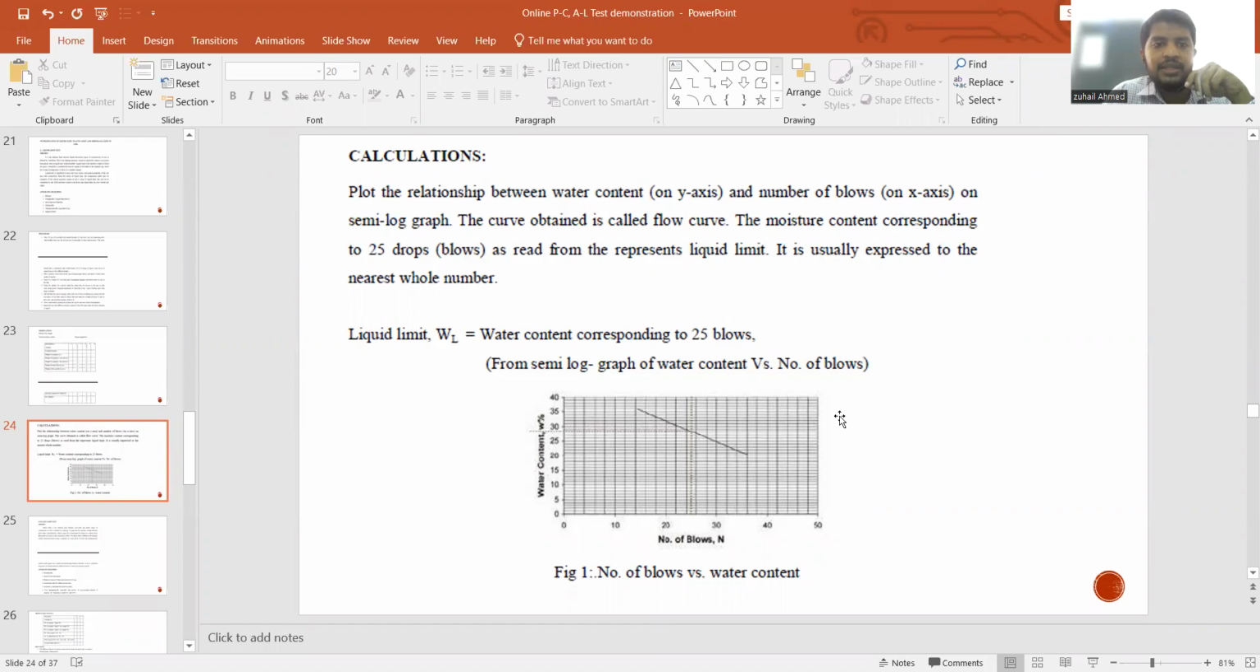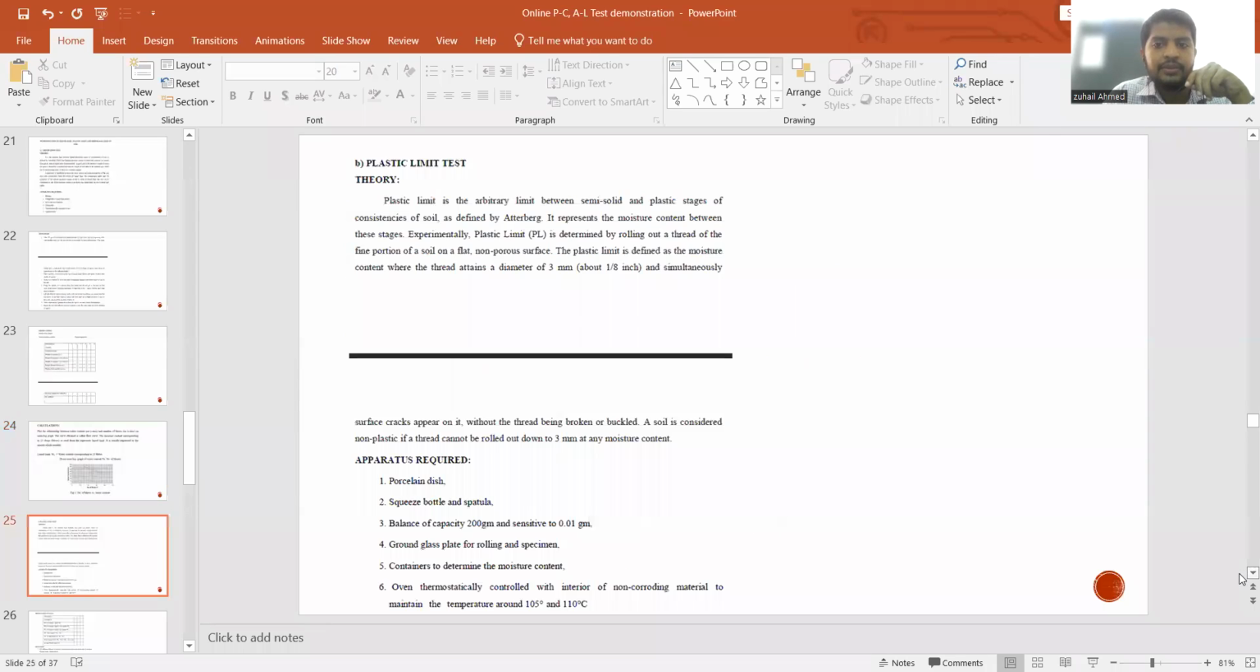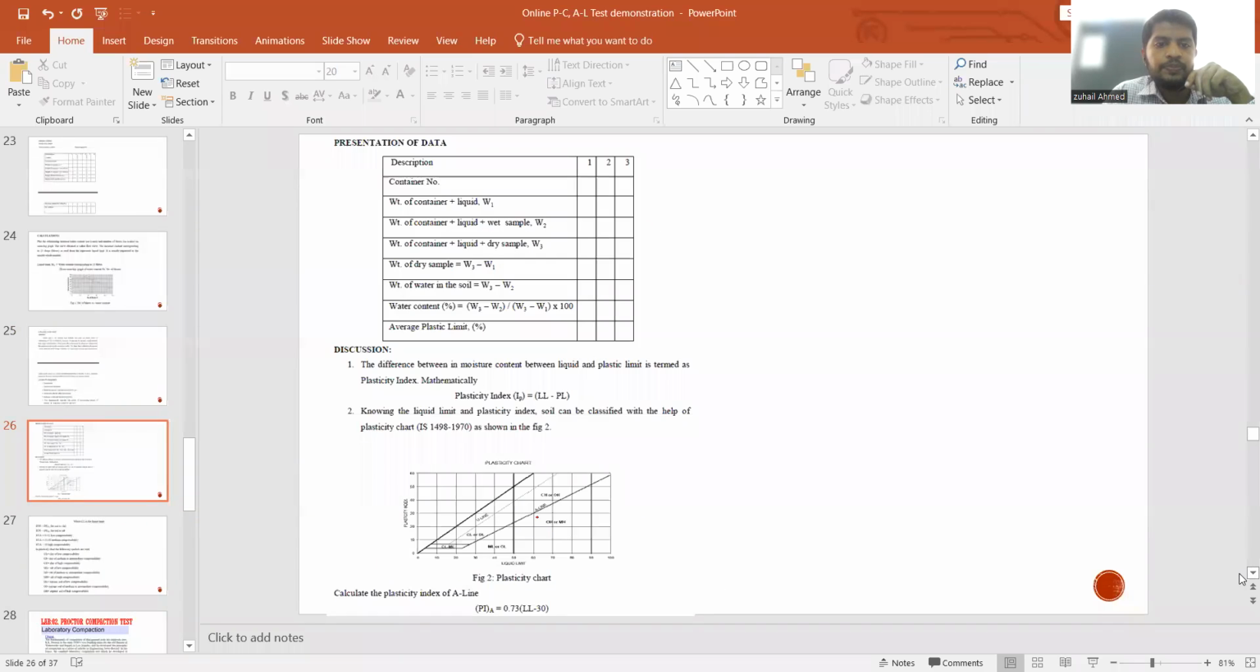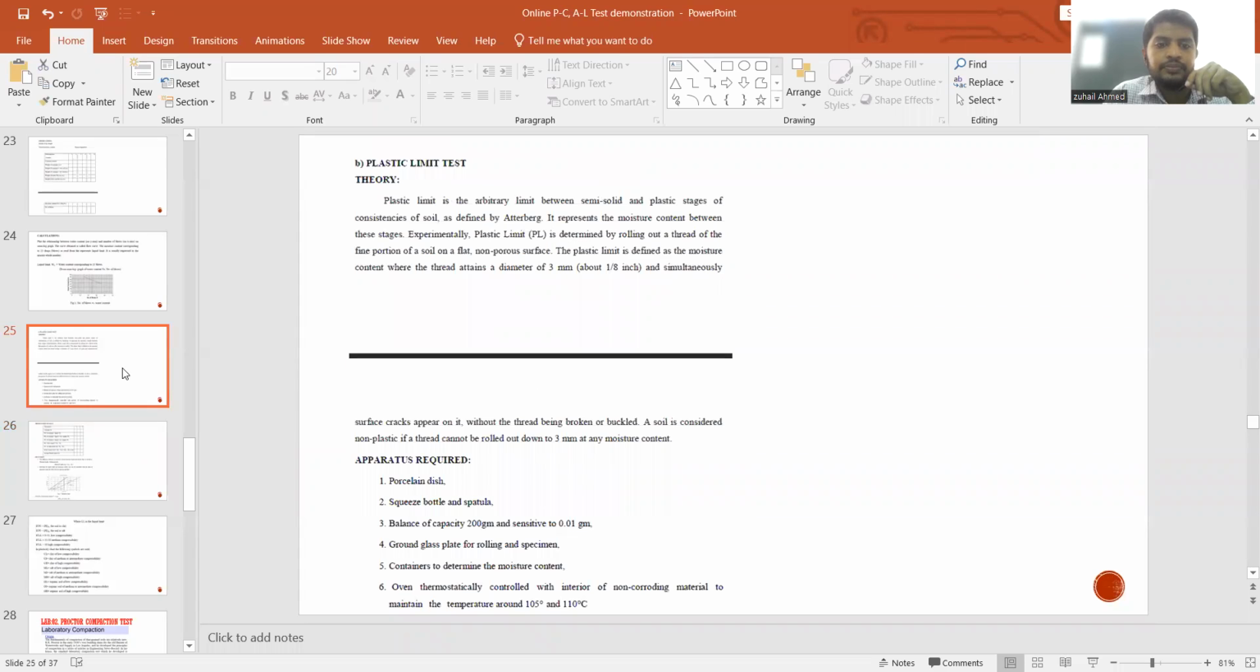You can read this one here. I already explained that one, so no point in explaining again. This is about the plastic limit test. Here, the apparatus requires all the things that are there.